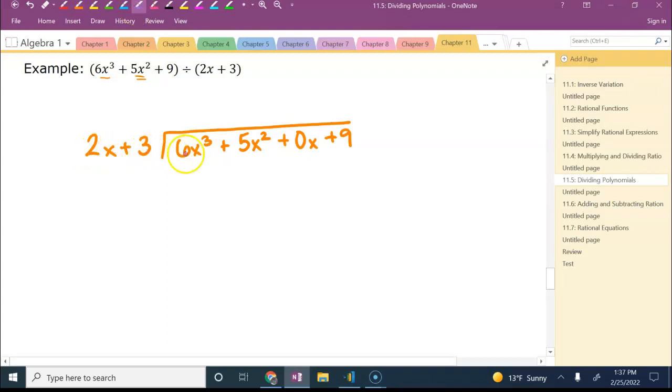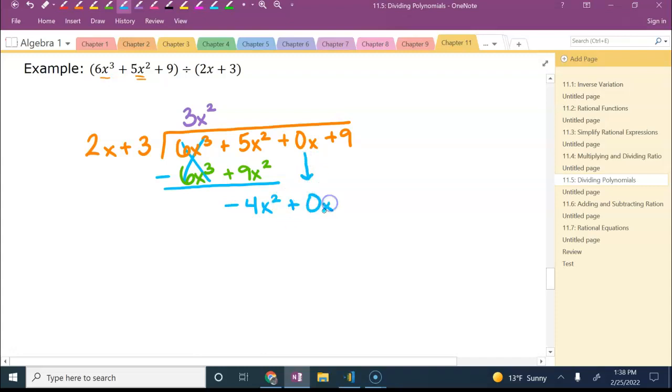So 2x to get to 6x squared, you would have to multiply by 3x squared. Now you distribute. So 2x times 3x squared would be 6x to the third. And then 3x squared times 3 would be 9x squared. And now we subtract. So we have 5 minus 9, which would be negative 4x squared, and you bring down the next term, which just happens to be that 0x. Now we start over again.